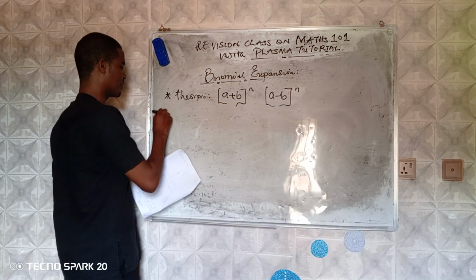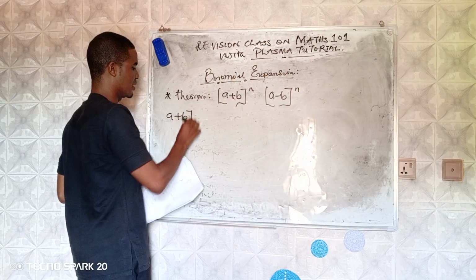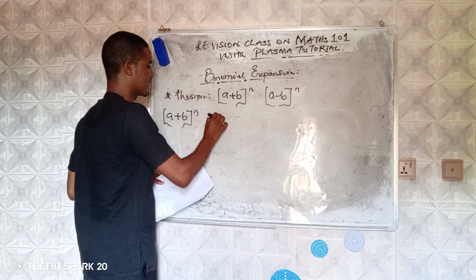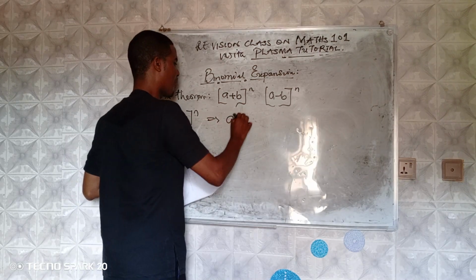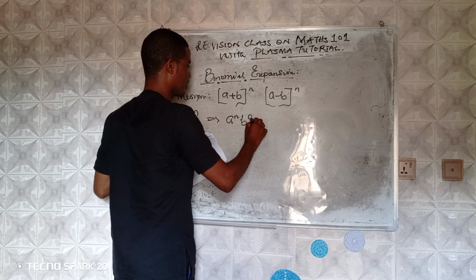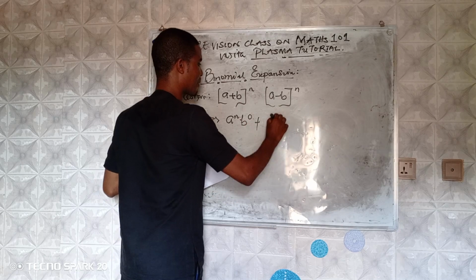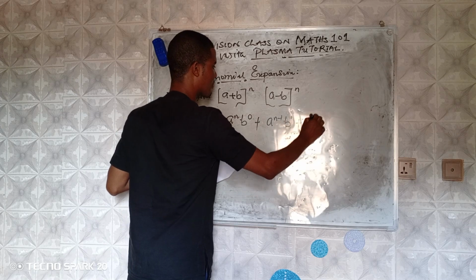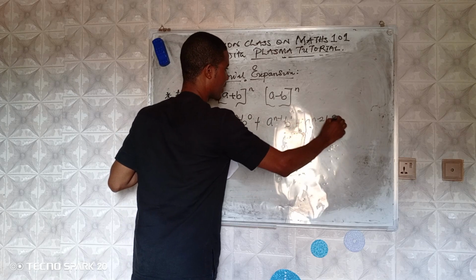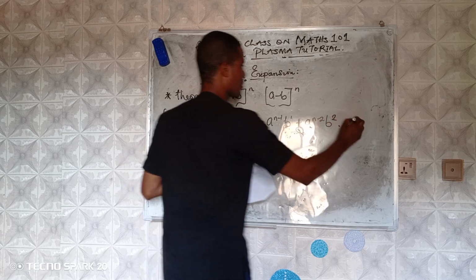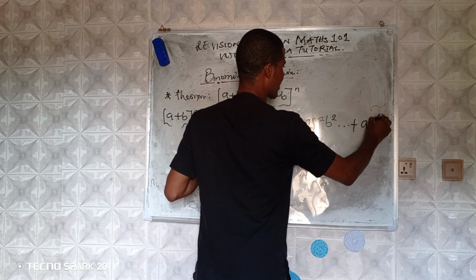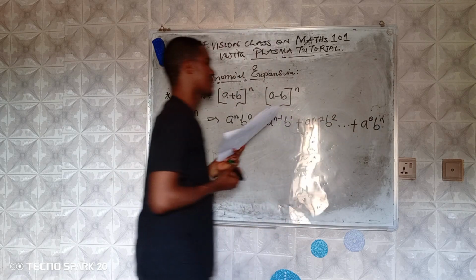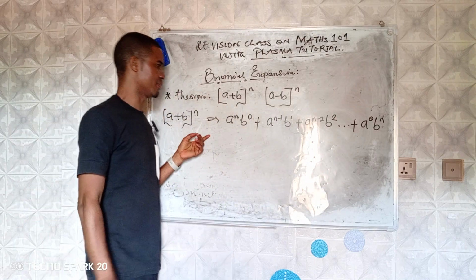Let me take one example. If I have (a plus b) all raised to the power n, this becomes a to the power n, b to the power 0, plus a to the power n minus 1, b to the power 1, plus a to the power n minus 2, b to the power 2, and this will continue till we have plus a to the power 0, b to the power n. And that is what the theory is all about.